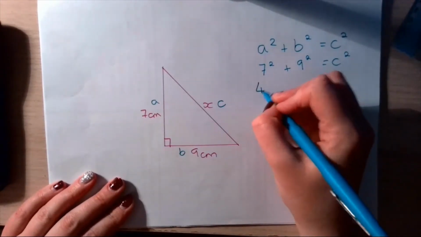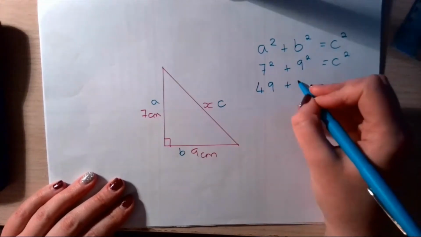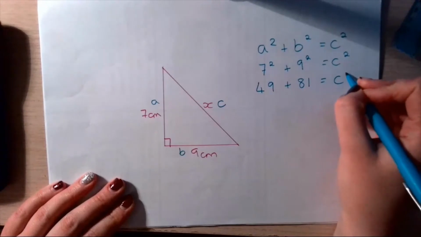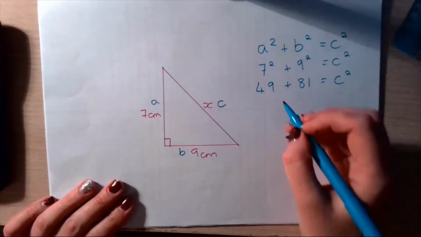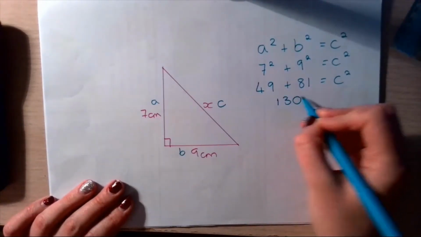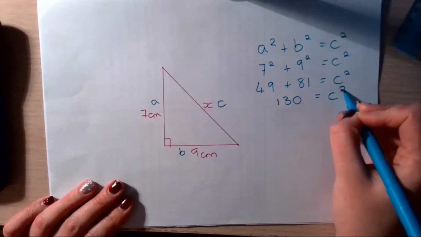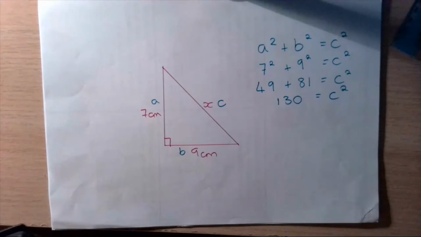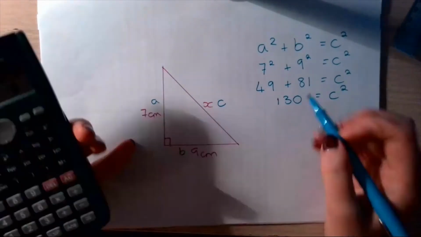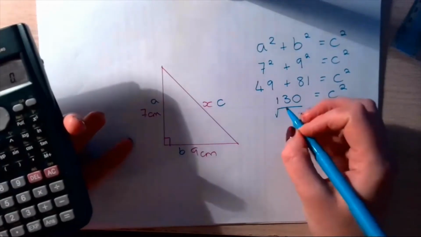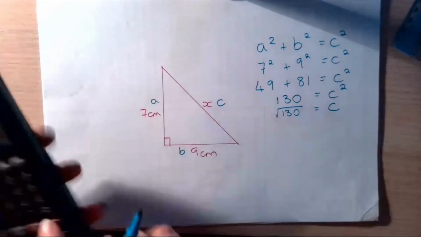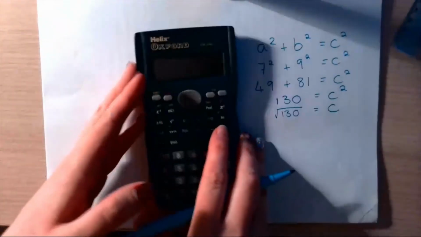7 squared is 49. Plus 9 squared, which is 81, gives us C squared. So that gives us 130 equals C squared. Okay, now we've got to remember our inverse operation. I need a calculator to do our square root. There we are, so square root of 130 equals C. And on the calculator, I'll show you there, look.